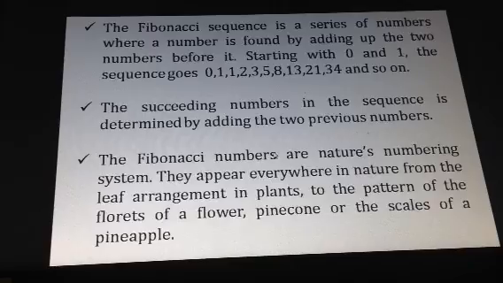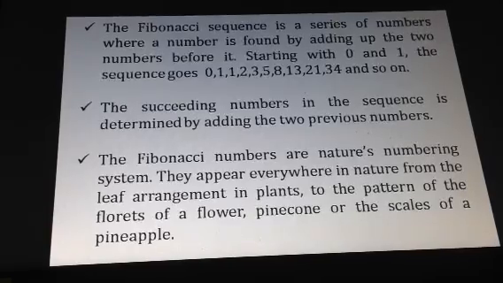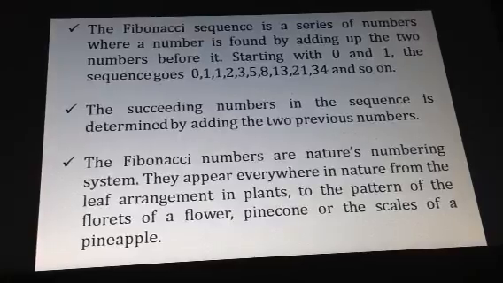The Fibonacci sequence is nature's numbering system. Ito daw yung makikita natin sa nature. They appear everywhere in nature, from the leaf arrangement in plants to the pattern of the florets of a flower, pine cones, or the scales of a pineapple. Siguro hindi natin napapansin na may sequence pala yung mga yon, kasi hindi naman tayo aware na meron silang sequence. Ngayon lang natin nalaman na ang nature pala ay full of patterns.